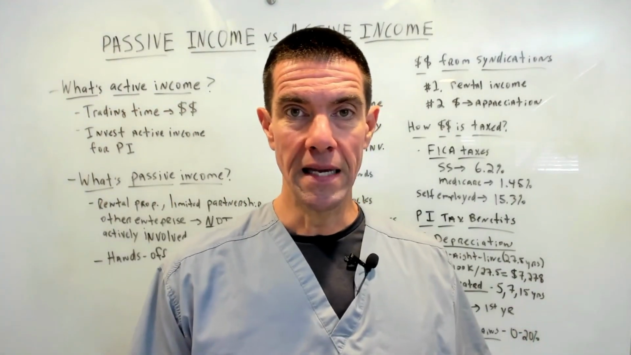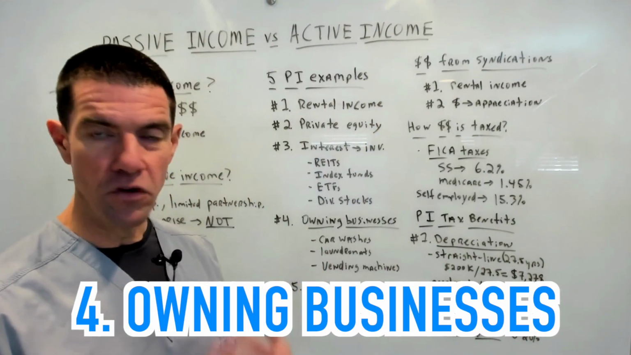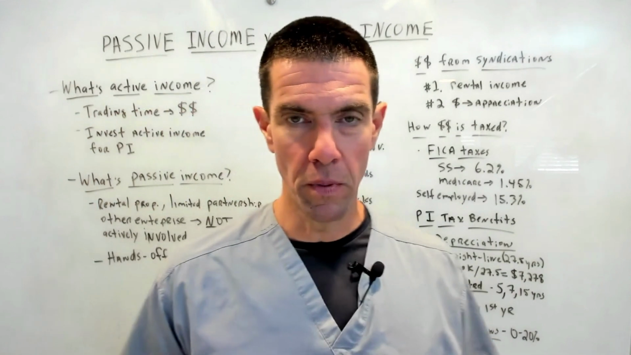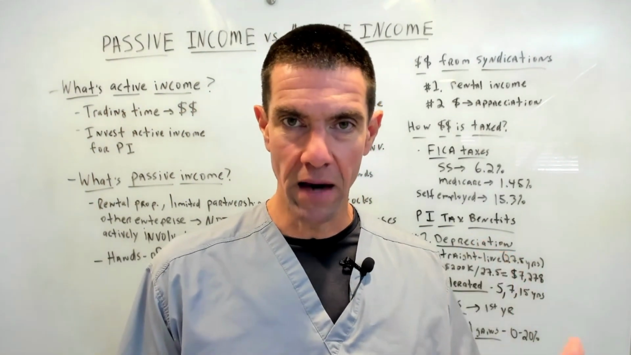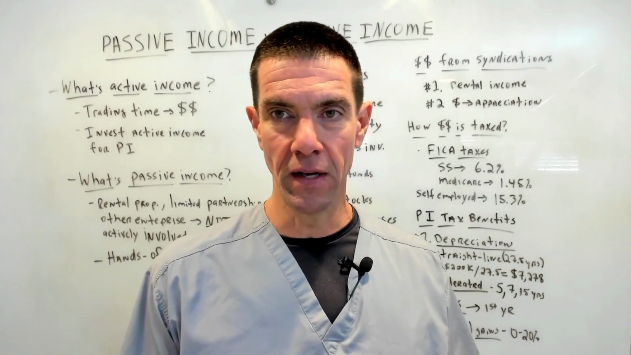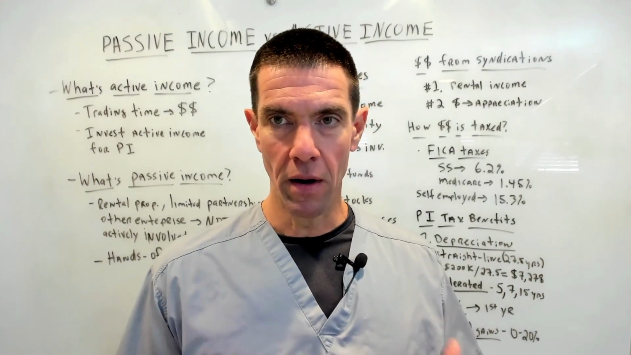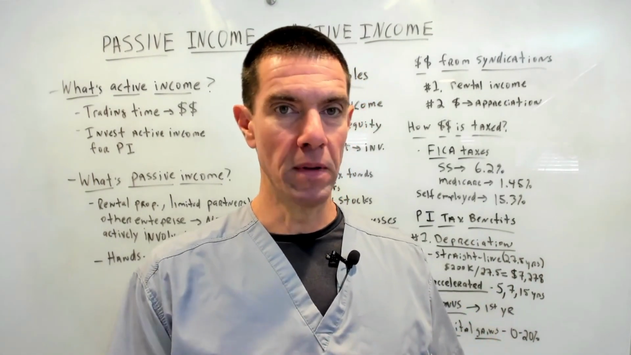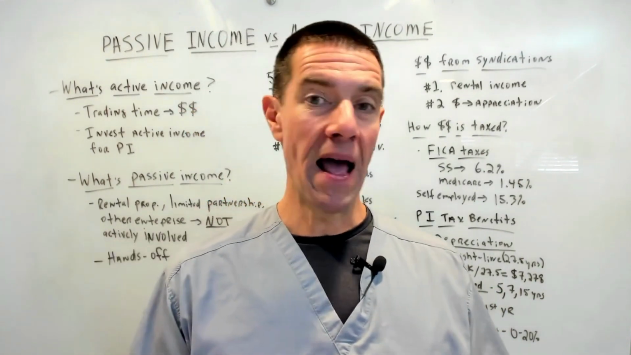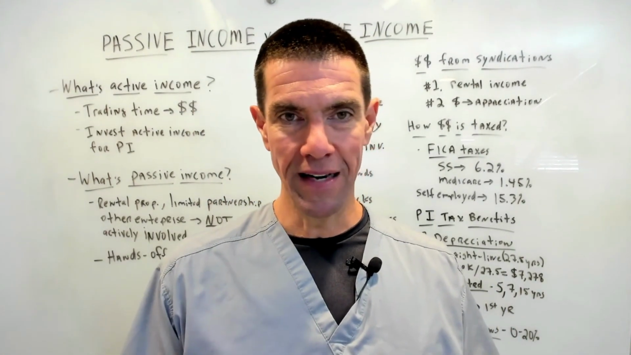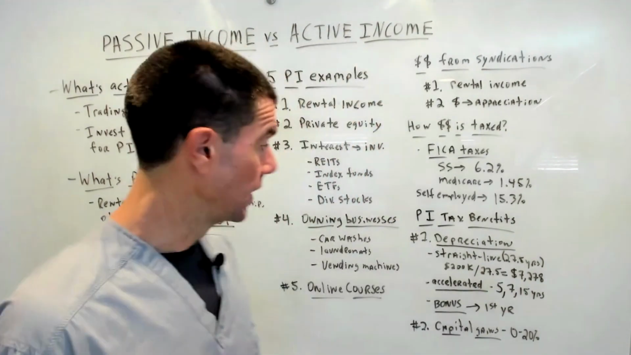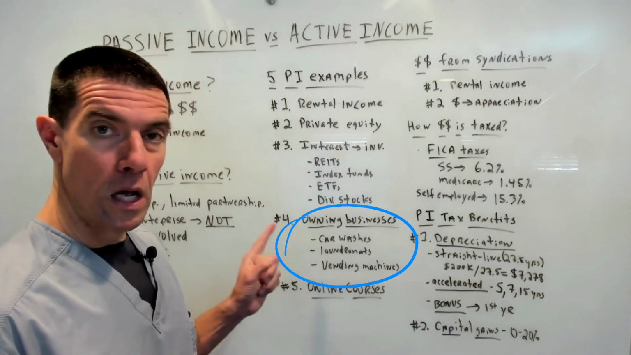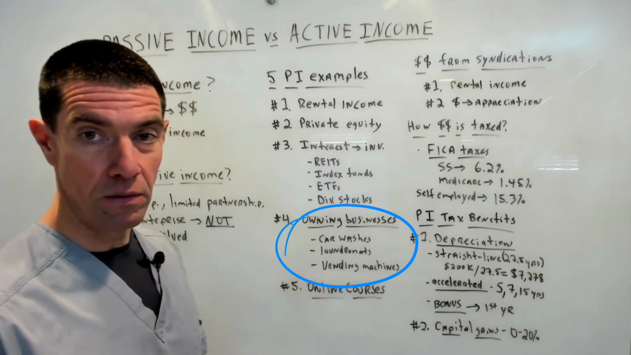Number 4 is owning businesses. Now, if you've been on YouTube recently, you've probably noticed that this is one of the hottest trends out there right now for passive income streams. Basically, going out and buying cash flowing businesses. These can be managed passively, so the owner doesn't need to actively engage in the day-to-day operations. A couple examples include car washes, laundromats, and vending machine routes.